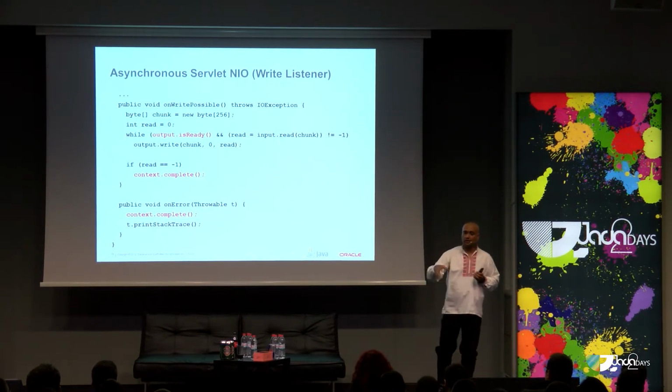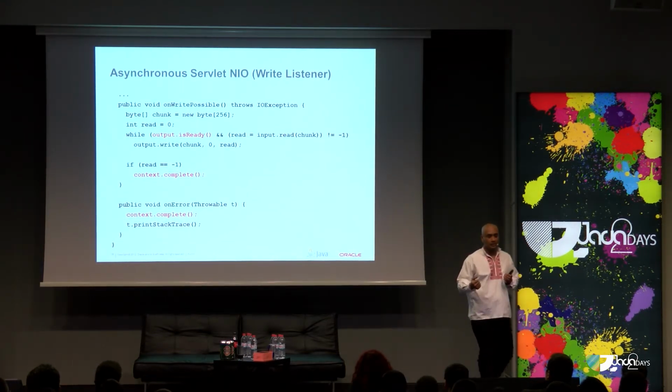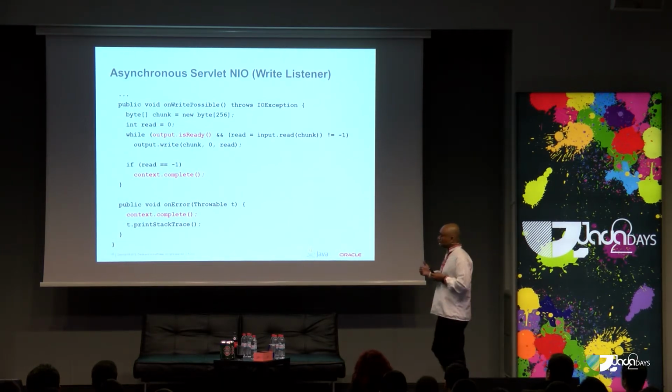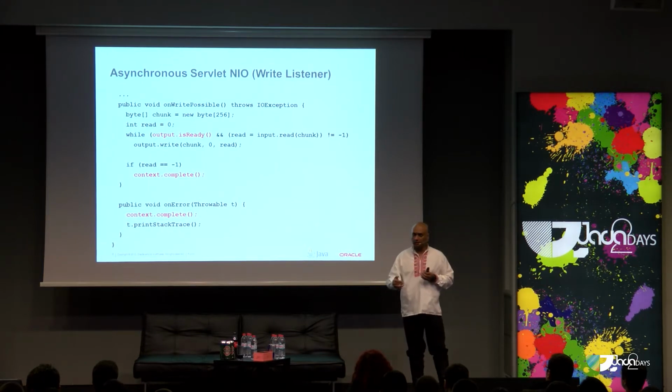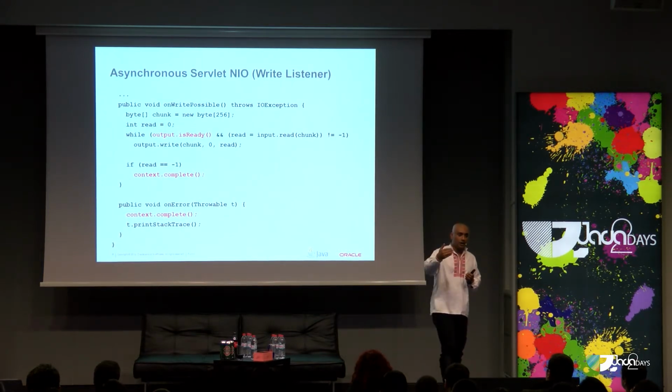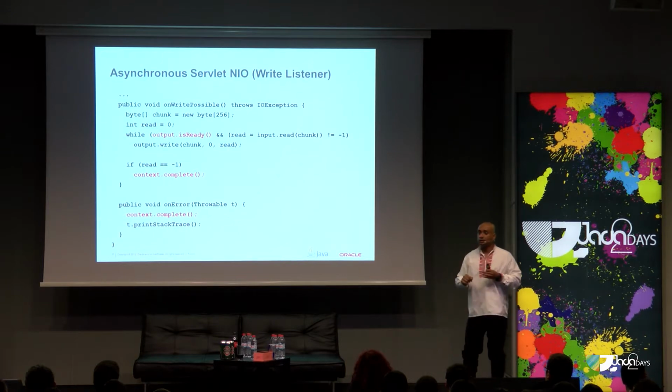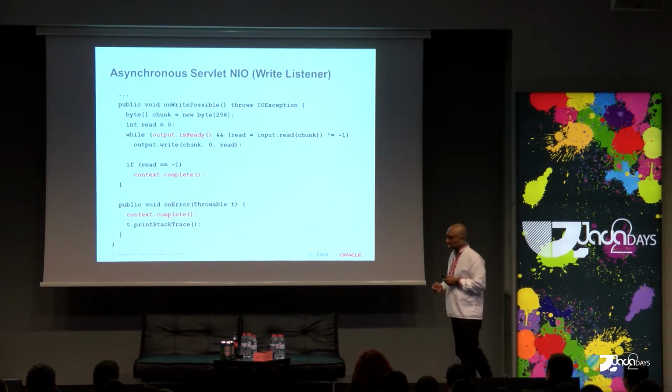More interesting is the onWritePossible method. So this is NIO in action. In this case, we have a hook to the underlying I/O channel. The I/O channel will tell us when it is ready to write. Whenever the I/O channel is ready, it will call onWritePossible to tell me, hey, you can start writing now. I'm ready to be written to.